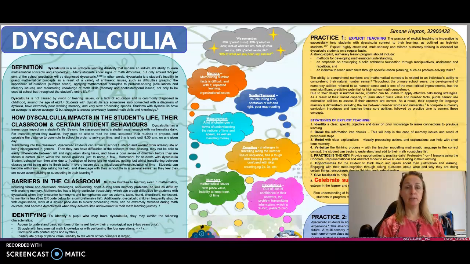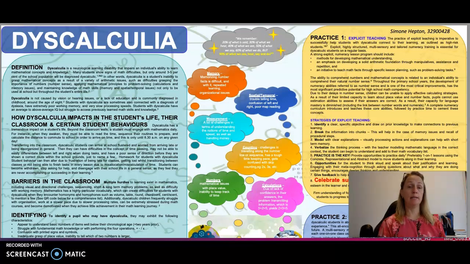My poster is on dyscalculia. Dyscalculia is a neurological learning disability that impairs an individual's ability to learn mathematical concepts. It's usually diagnosed around 8 years of age, as students need to be displaying 1 to 2 years behind their peers in maths for the red flags to basically start showing.